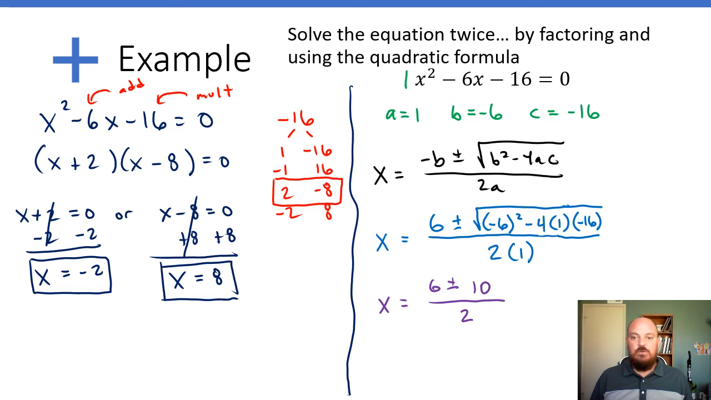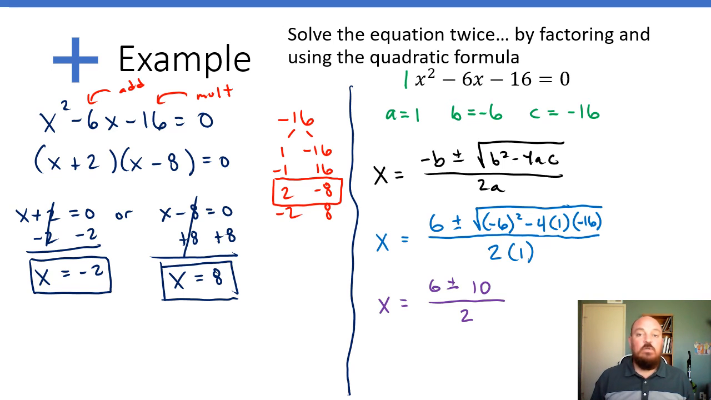Because you have -6 squared, which is 36. And then you have the -4 times the -16, that turns into +64. Add it all together, you get 100. And the square root of 100 is 10. But remember, I said you don't need to do that work even on paper or in your head. Use a calculator for that. It's perfectly fine.